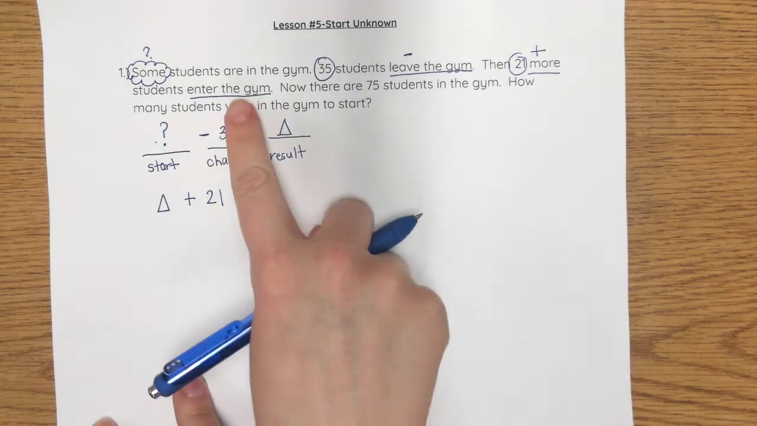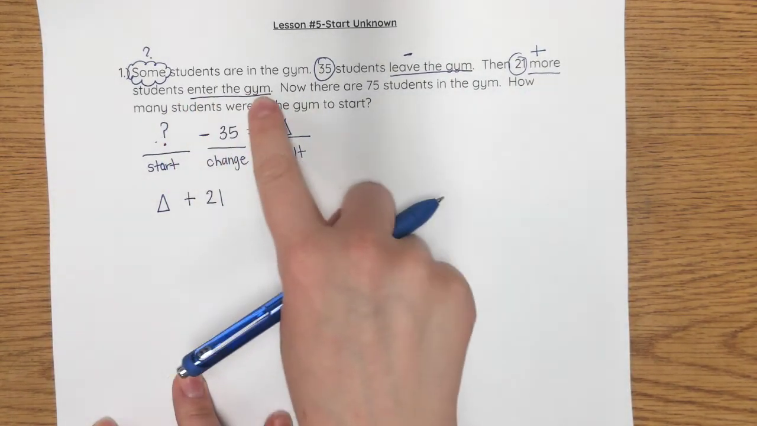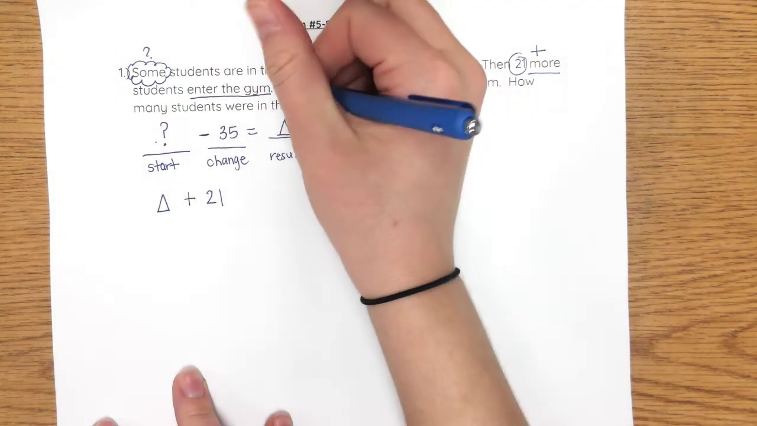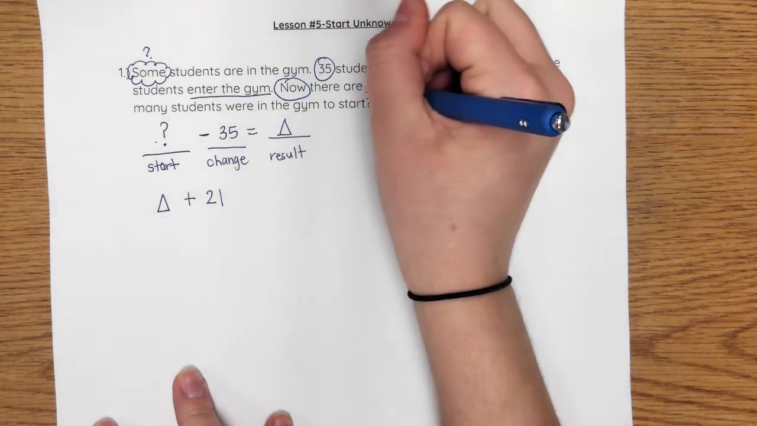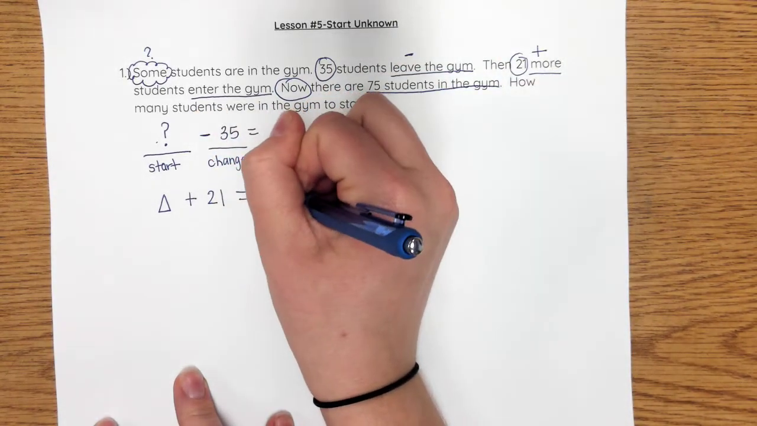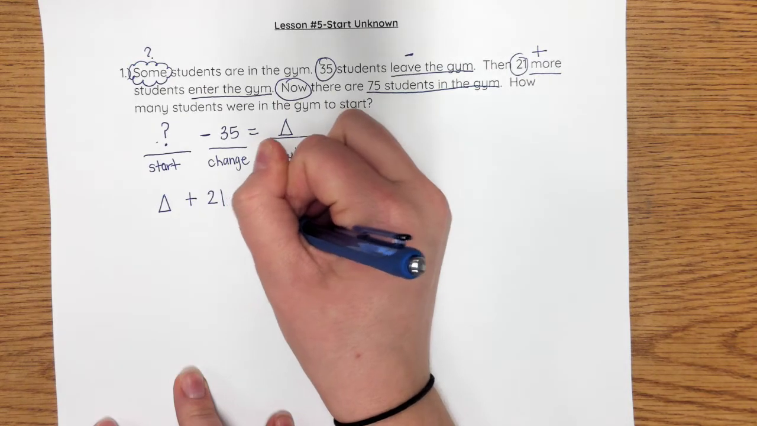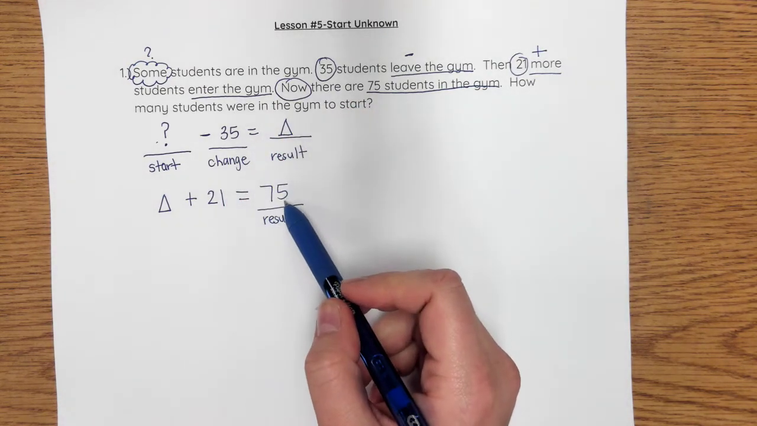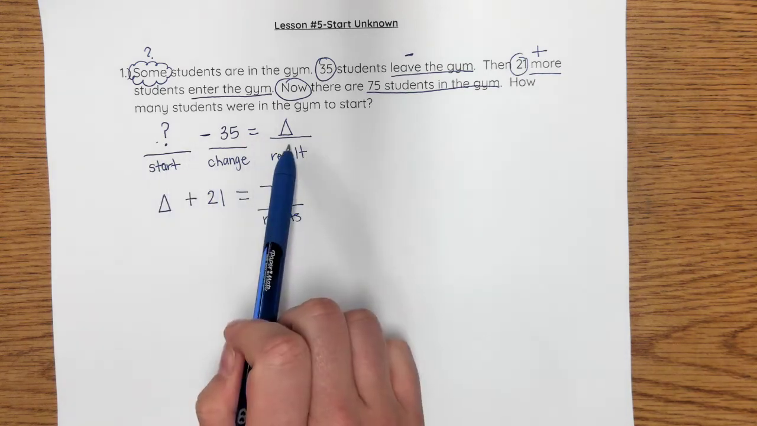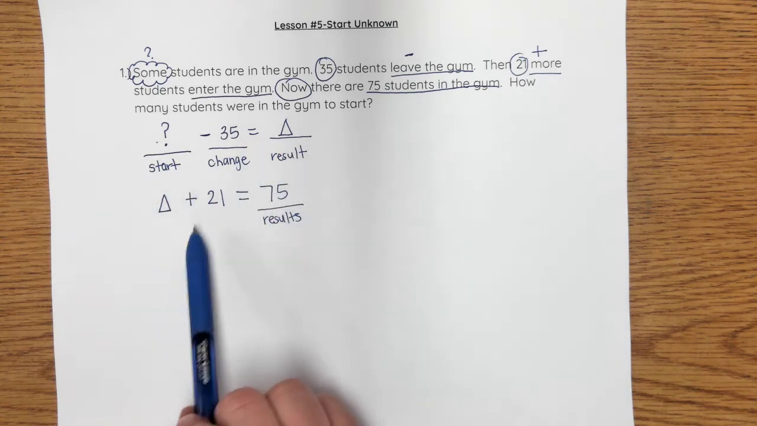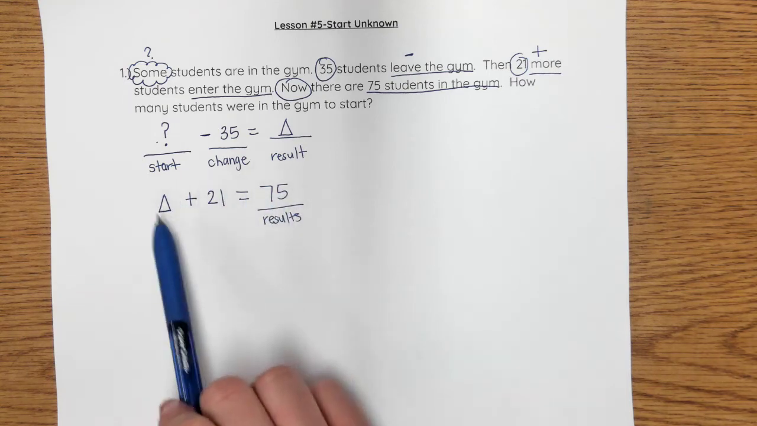And I know if I keep reading, 21 join them, and then it says, now there are 75 students in the gym. So now I know that my result is that there are 75 students in the gym. I do know this result. And if I look, I have my two unknowns, but look, I have an equation I can solve. I can rearrange this and figure it out.